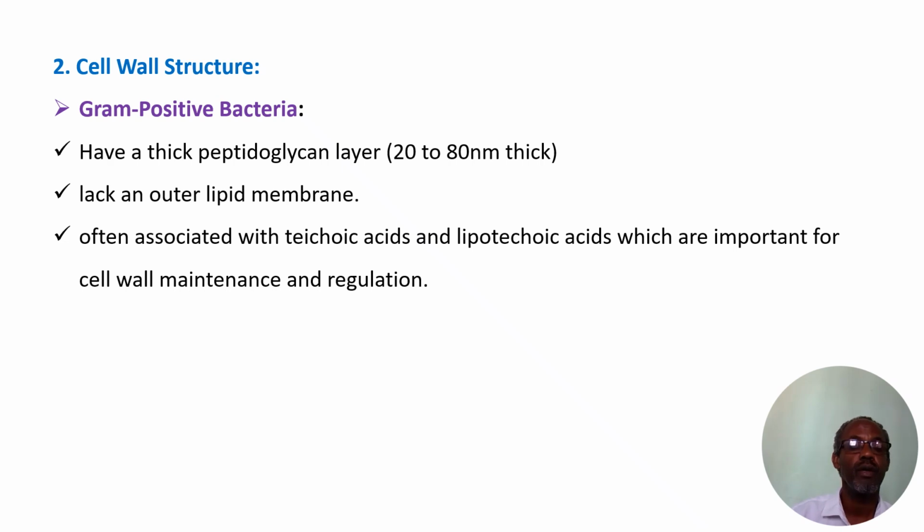Of course, gram-positive lack an outer lipid membrane, but often have teichoic acids and lipoteichoic acids. These are not found in gram-negative, and are important for cell wall maintenance and regulation.